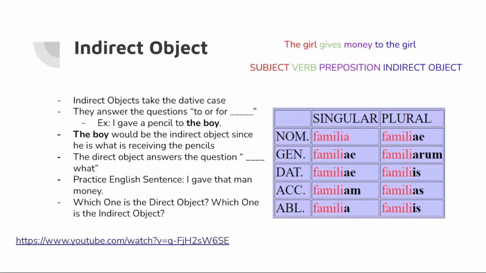So if you look at the sentence above, the girl gives money to the girl. The first girl is the subject, gives is the verb. Money is not a preposition, that's a typo. It's actually a direct object. And to the girl is the indirect object, because the girl is what's receiving the money, which is the direct object. So yes, let's continue.